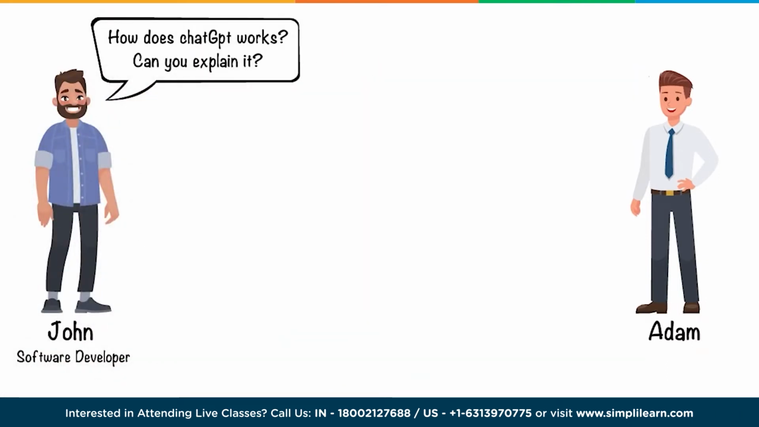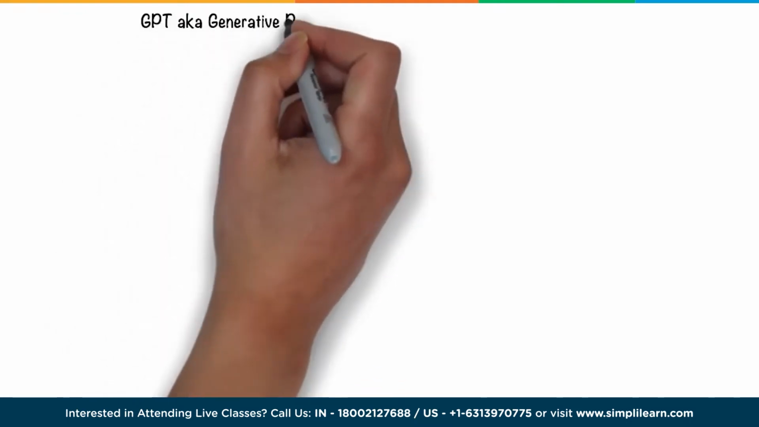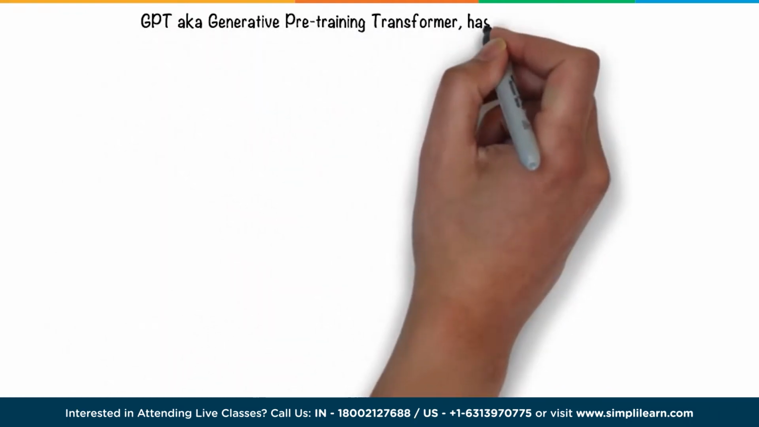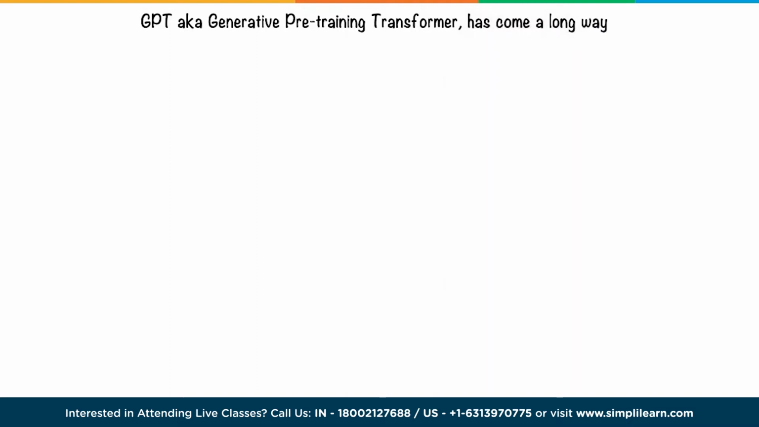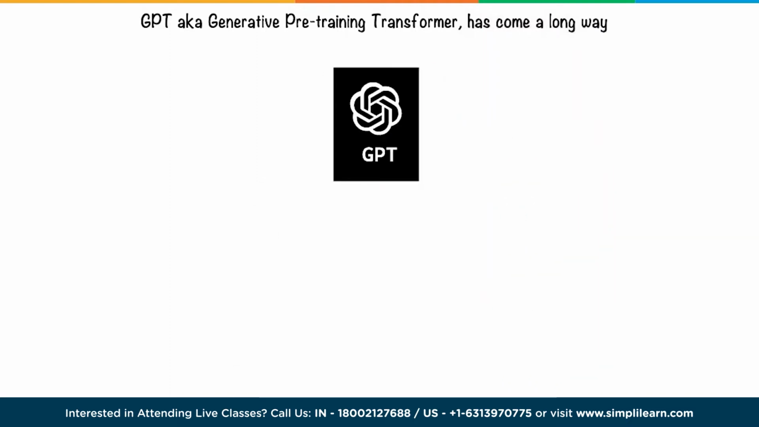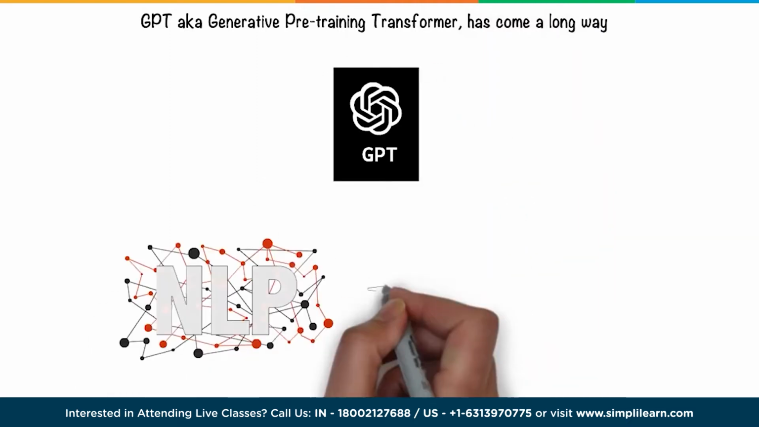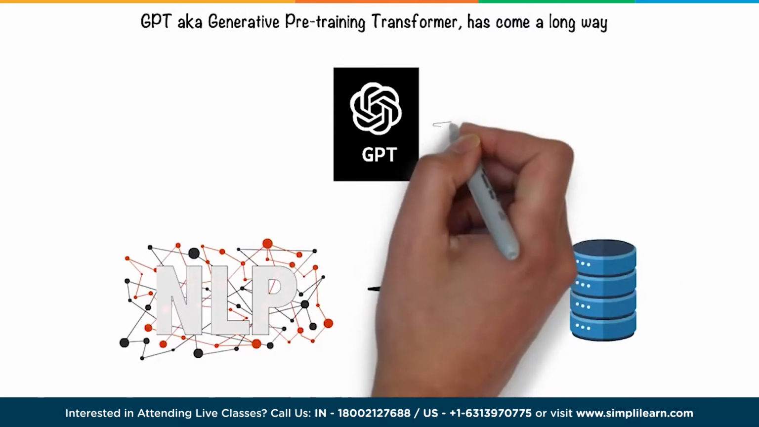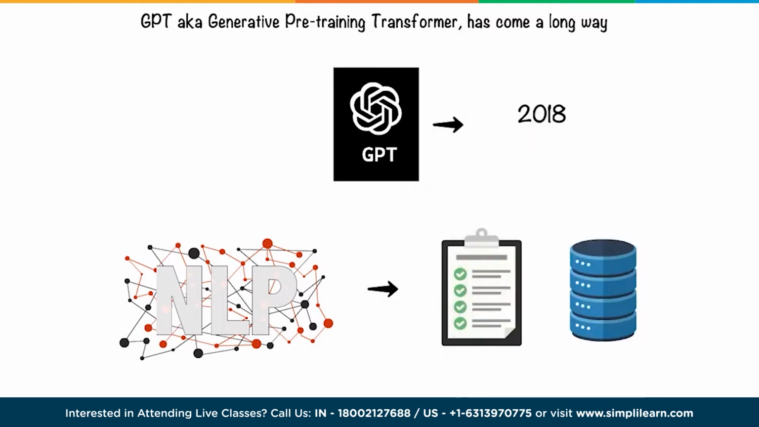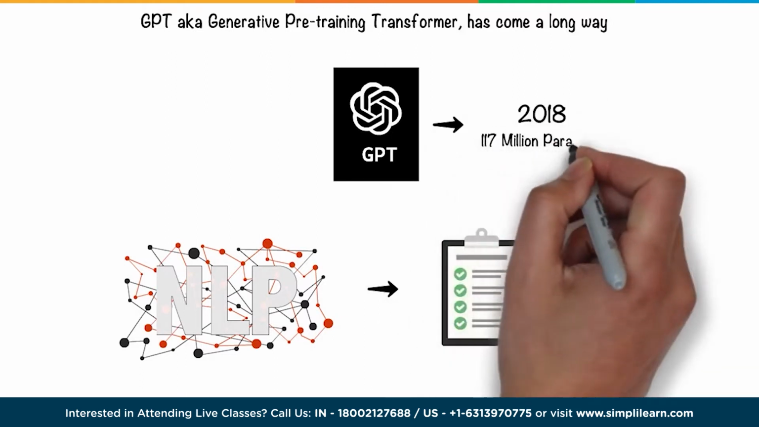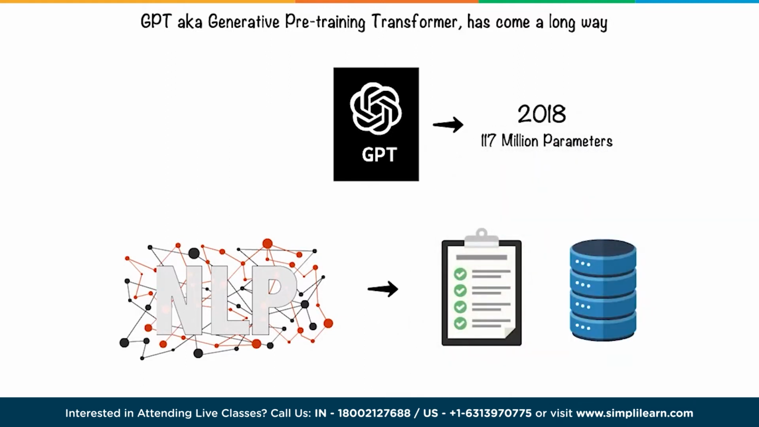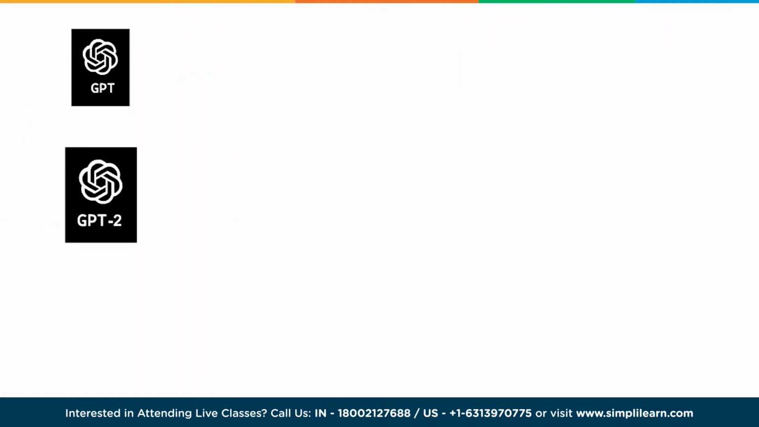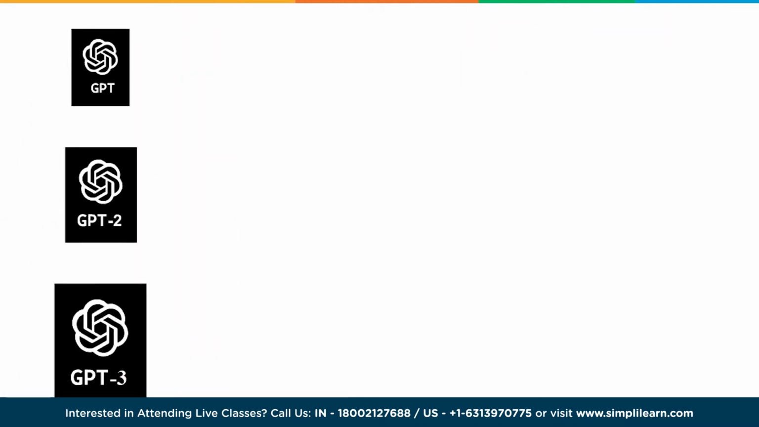Adam explains that GPT, aka Generative Pre-training Transformer, has come a long way. Before the introduction of GPT, natural language processing used to deal with a specific task with large amounts of data. GPT was first released in 2018, which contained 117 million parameters. GPT, GPT-2, and GPT-3: each one is stronger than the one before it.